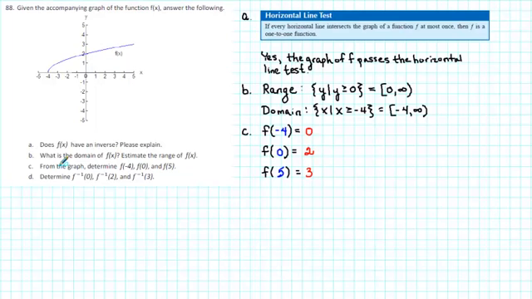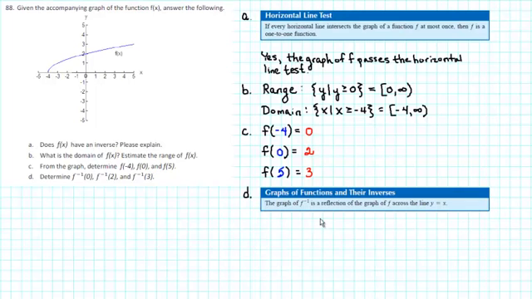For part D, we're asked to determine f inverse of 0, f inverse of 2, and f inverse of 3. In order to do so, let's sketch a graph of f inverse. In order to sketch a graph of f inverse, we recall that the graph of f inverse is a reflection of the graph of f across the line y is equal to x. We also recall that if a point (a, b) is on the graph of f, then the point (b, a) is on the graph of f inverse. We've already seen that the points (-4, 0), (0, 2), and (5, 3) are on the graph of f.